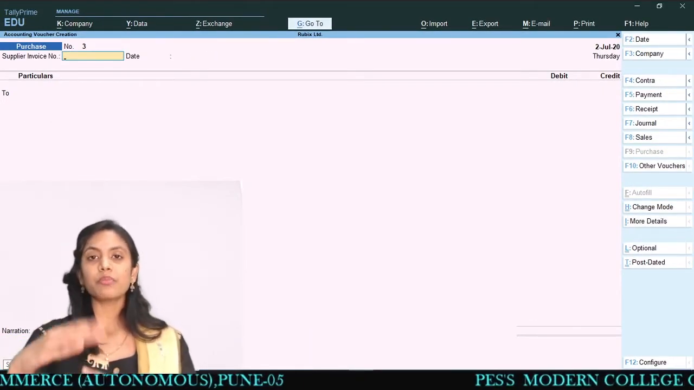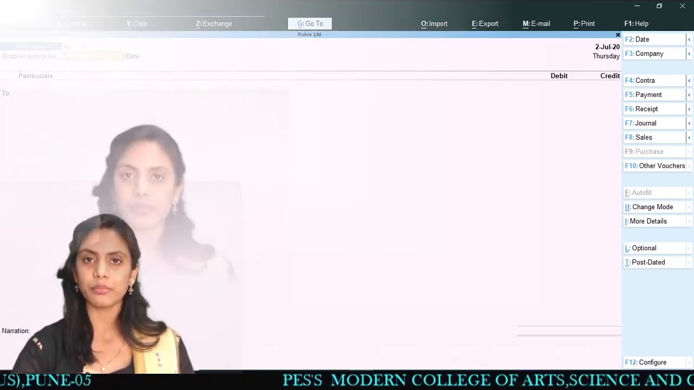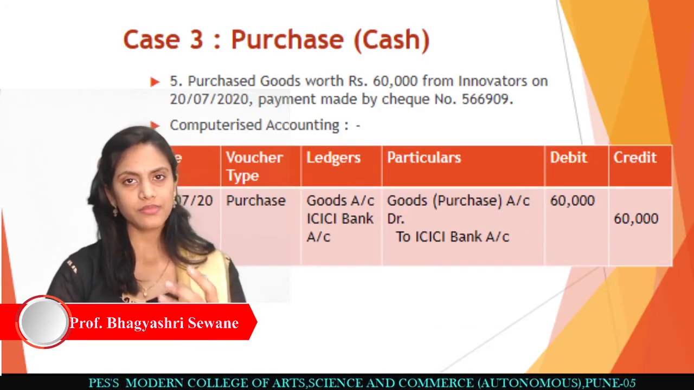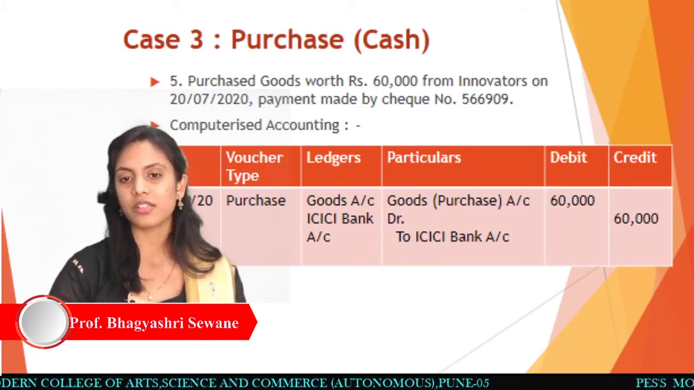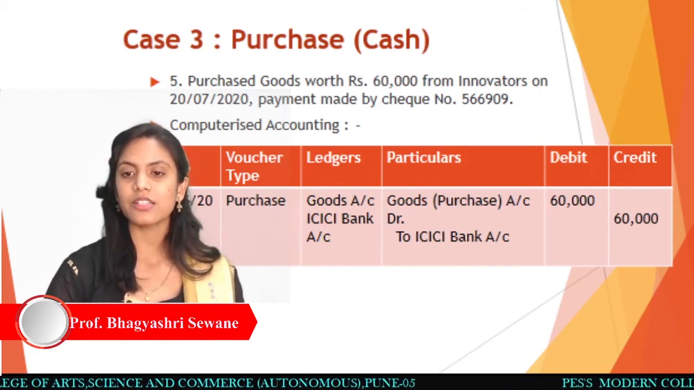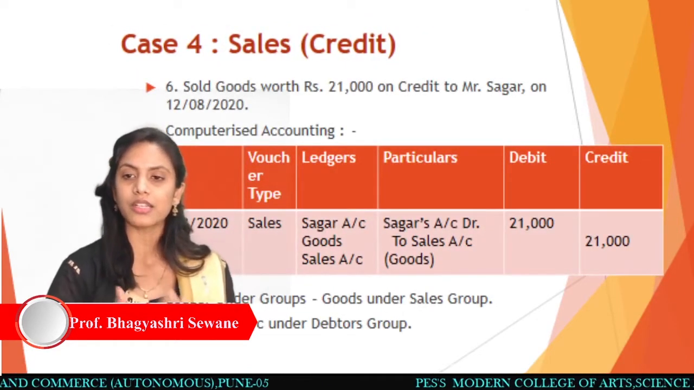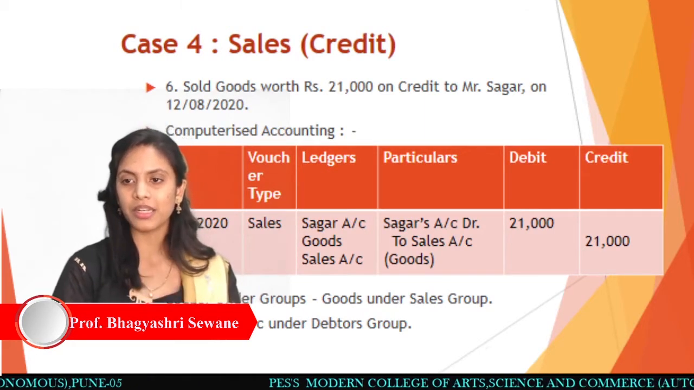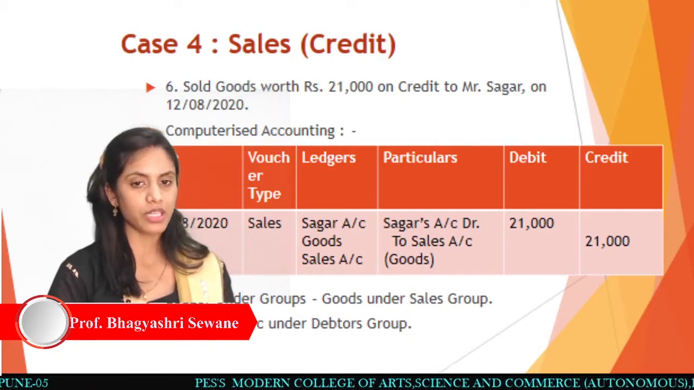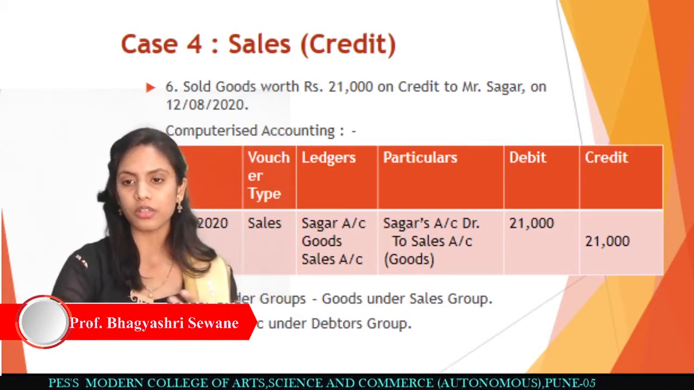As the innovators company was not there, I had to create a company, that is a new party, nothing but the innovators account. Now the next transaction we will see, which is the next transaction. Your next transaction is related to the sales. Of course the sales is related to credit. Credit sales is sold goods worth rupees 21,000 on credit to Mr. Sagar on 12th of August 2009. Now Mr. Sagar account we haven't created, so we will create it on time.